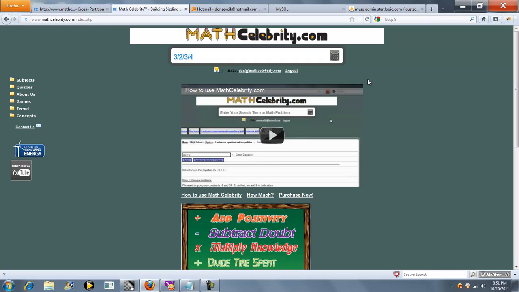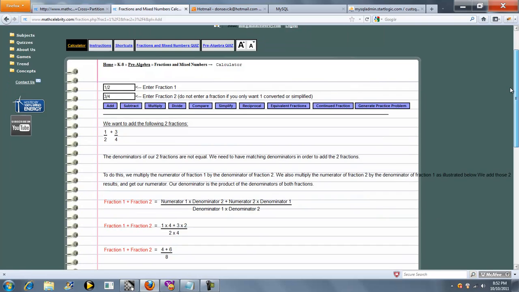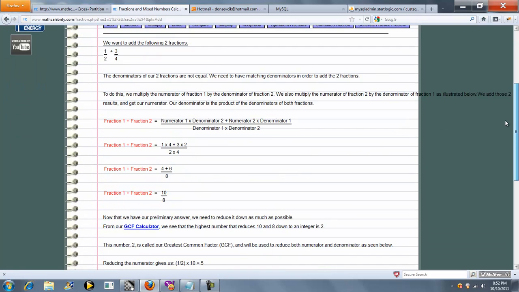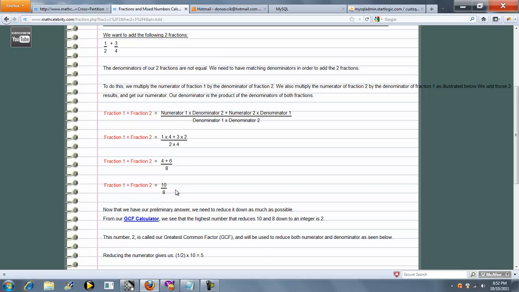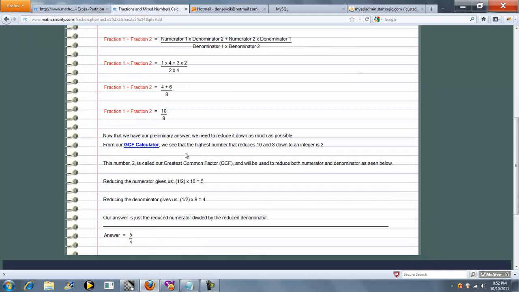So we'll do an addition of fractions for now. We'll do 1/2 plus 3 divided by 4. Press the button. So what we first do is get a common denominator, and we get to 10/8. The nice thing about this calculator is if the fraction that you end up with is reducible, we'll link to our greatest common factor calculator to show you how we get from 10/8 to our final answer of 5/4.